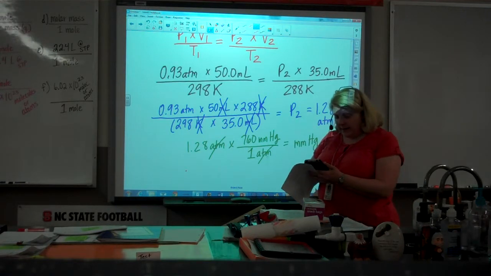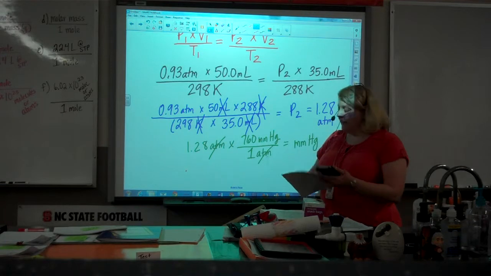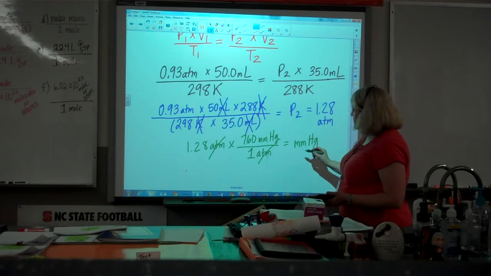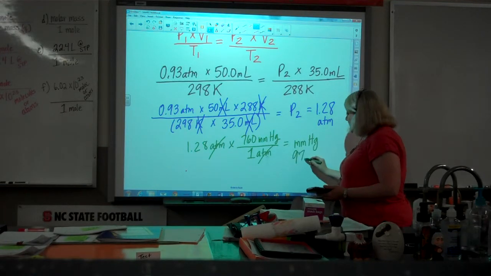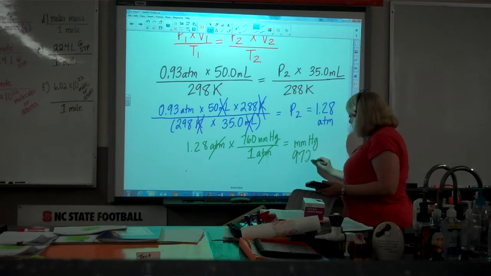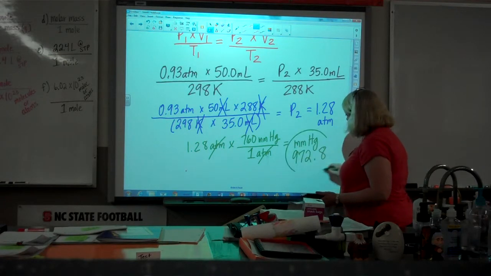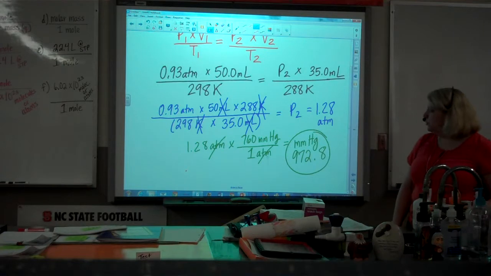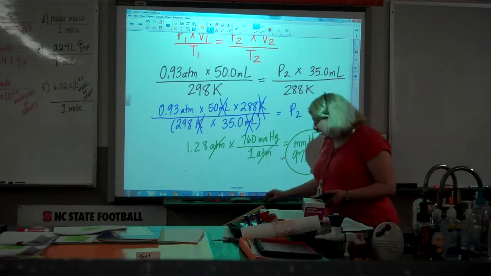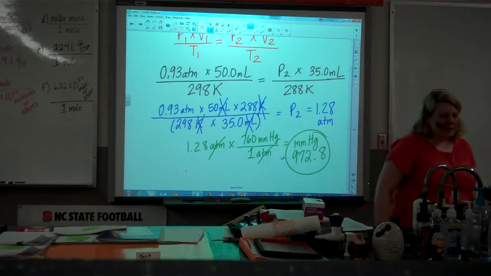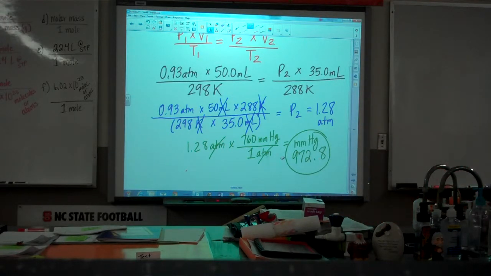So, to get our final answer, we'll do 1.28 times 760. And that'll give us our final millimeters of mercury, which happens to be 972.8. Okay, 972.8. So that's your answer to number 16. So again, all you really have to do is cross multiply. Now this one is a little harder than, honestly, the ones you'll have on your classwork today.